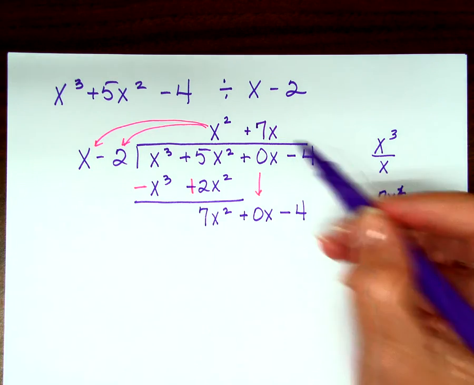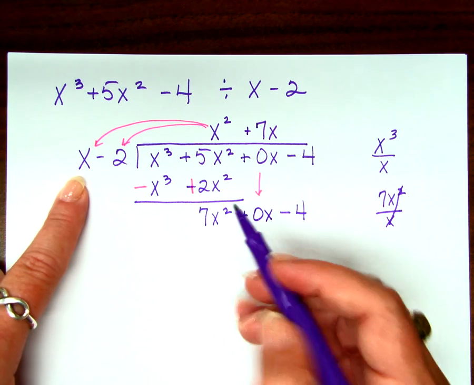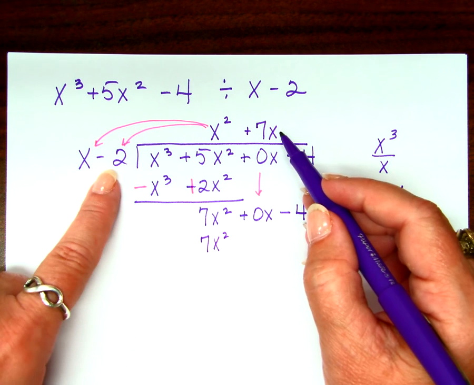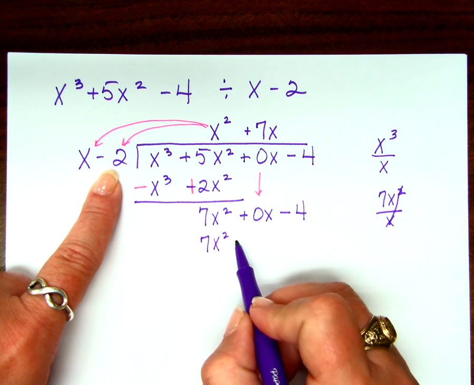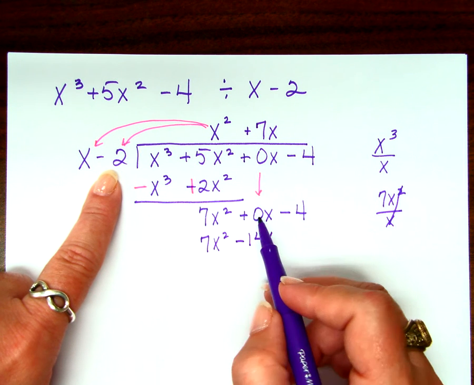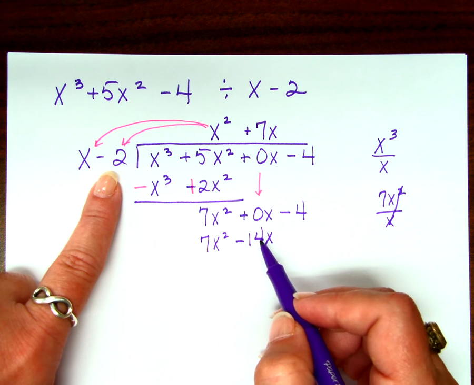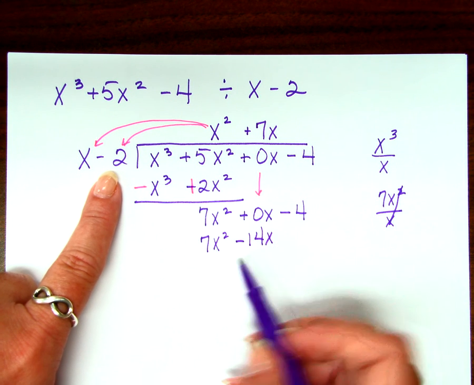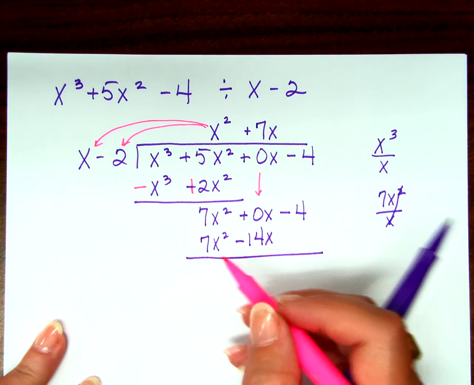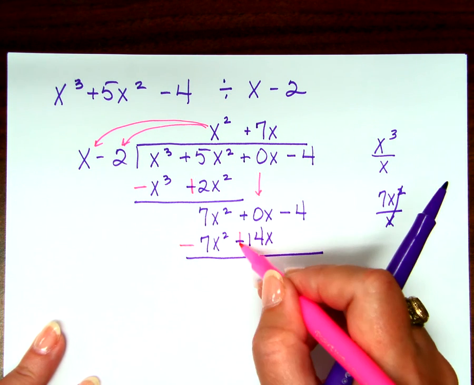Okay. So what's 7x times x? 7x squared. And 7x times negative 2? And so if I would not have had the 0x term again, I wouldn't have had any place to put the negative 14x, right? Okay, so just try to remember that. And now, subtract.